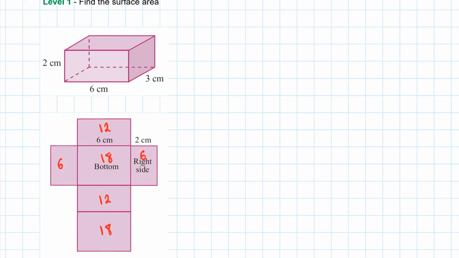Now what you're going to do is say SA for surface area is just all those sides plus together. So we're doing 6 plus 6, we've got the 2 12s, and we've got the 2 18s.